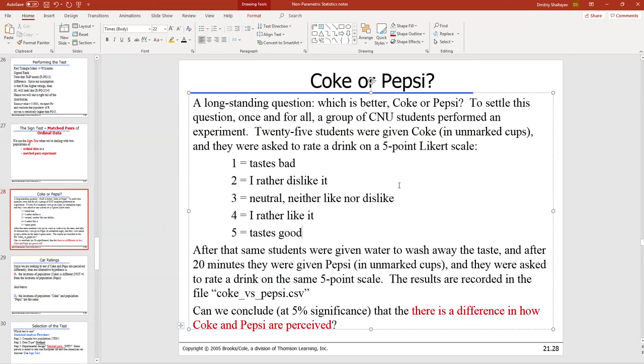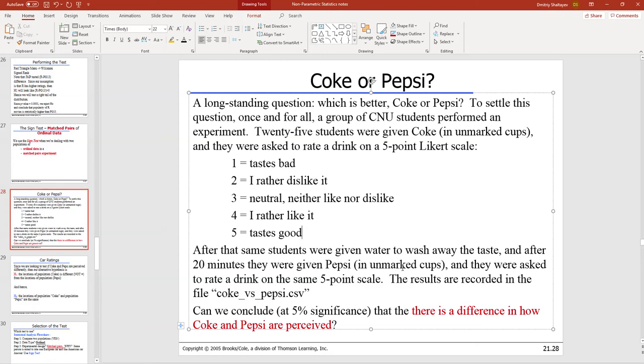So, again, we're giving 25 students a bunch of unmarked cups, and we know that inside there is Coke, but they don't. And they're giving us the response on the scale from 1 to 5. So after that, we reset. In other words, we give them some water to wash away the taste. Let them sit for about 20 minutes to let them relax from this first drink. So forget the taste, sort of, right?